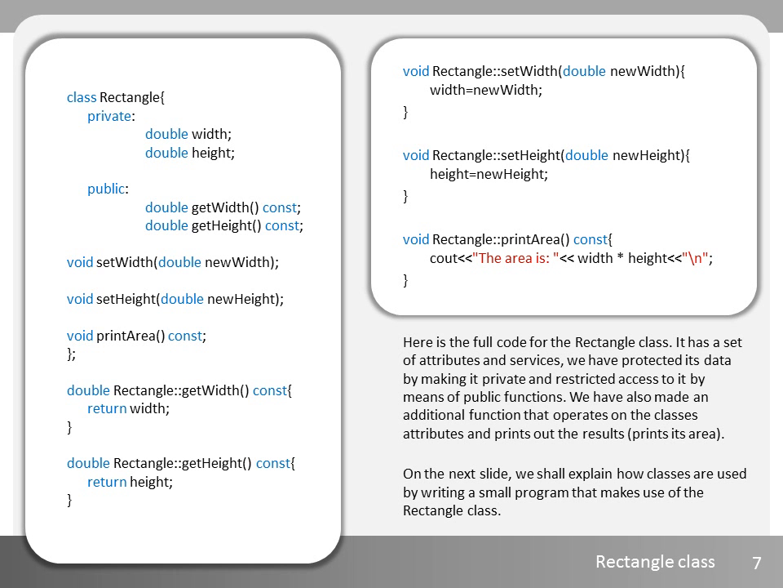To recap, here's the full code for the rectangle class. It has a set of attributes and services. We have protected its data by making it private and restricted access to it by means of public functions. We have also made an additional function that operates on the class's attributes and prints out the results, which is the area. On the next slide, we shall explain how classes are used by writing a small program that makes use of the rectangle class.